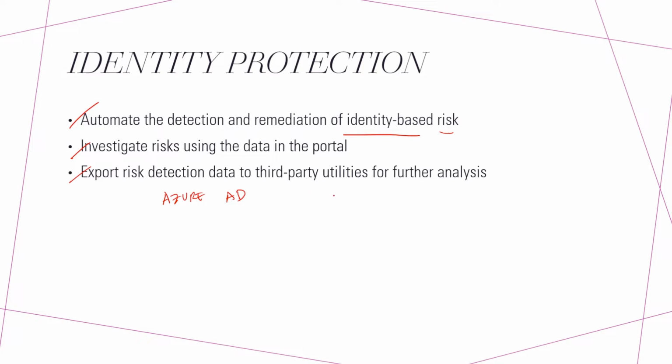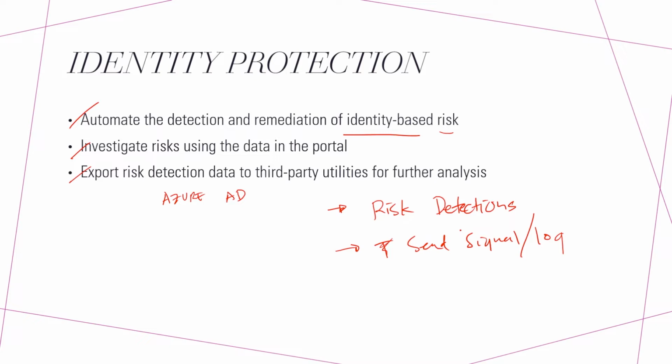So how does identity protection work? It works on risk detections. Then once they collect these activities and they detect a risk, they will flag it and they will send a signal or log it.